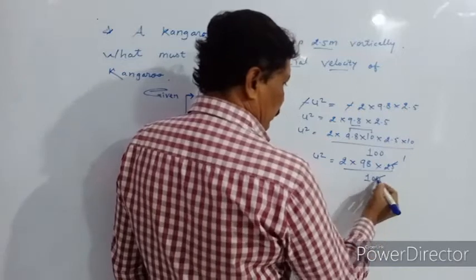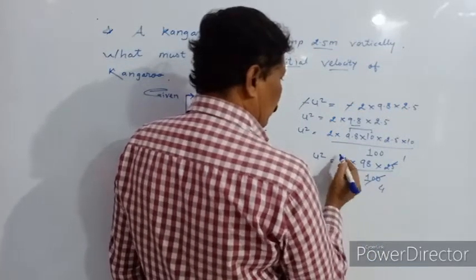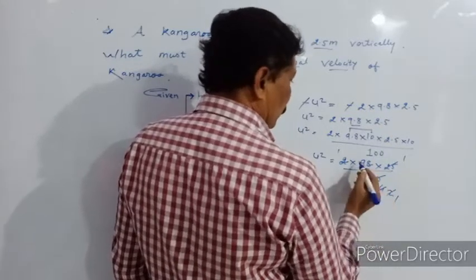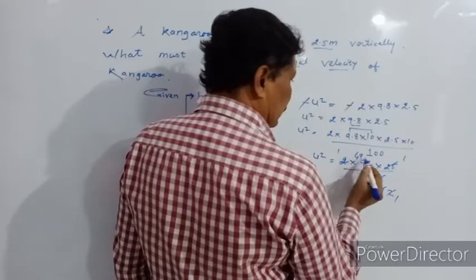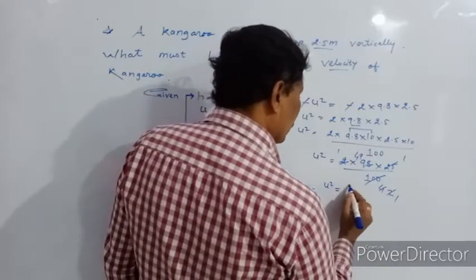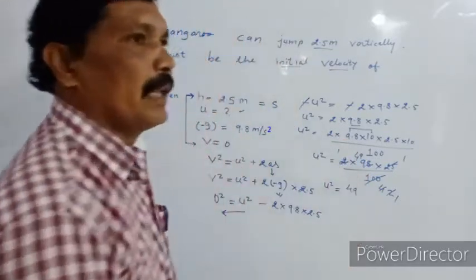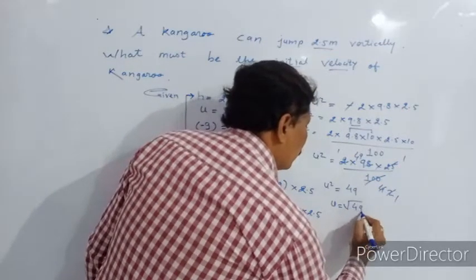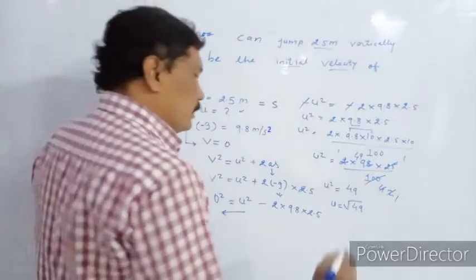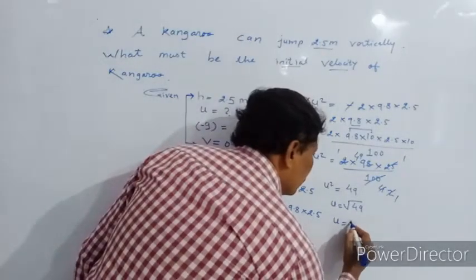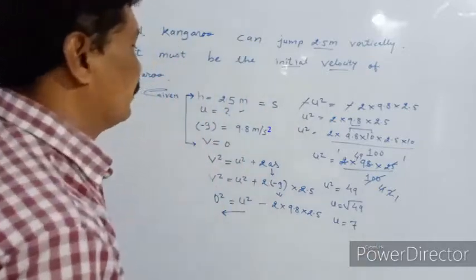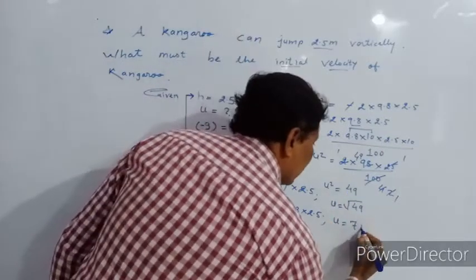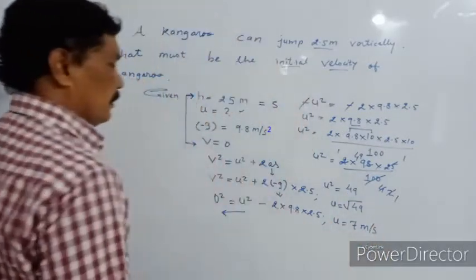25 ones are 25, 25 fours are 100. 2 ones are 2, 2 twos are 4. 2 ones are 2, 2 fours are 8, 2 nines are 18. So u square is equal to 49. Now u is equal to under root 49. Now u is equal to 7. 7 sevens are 49. What is this velocity? What is that initial velocity? So we will write the unit of velocity, meter per second.